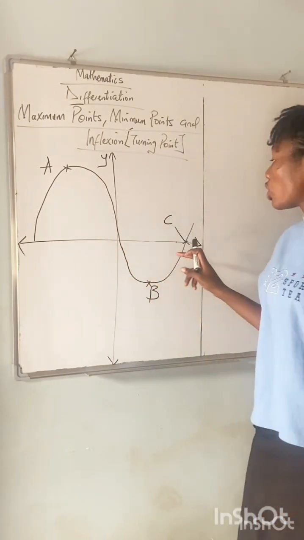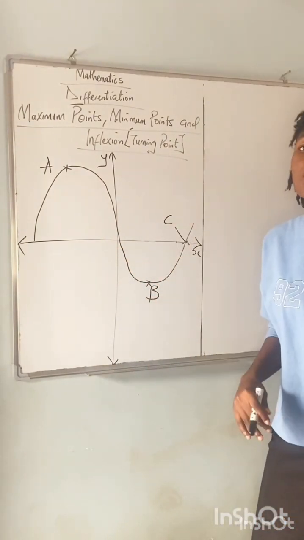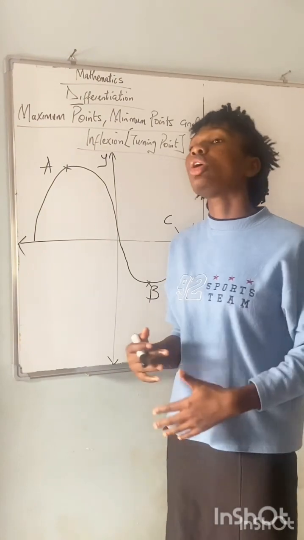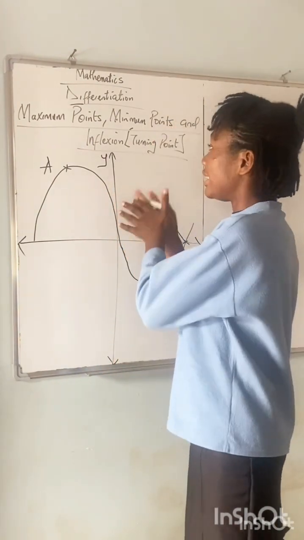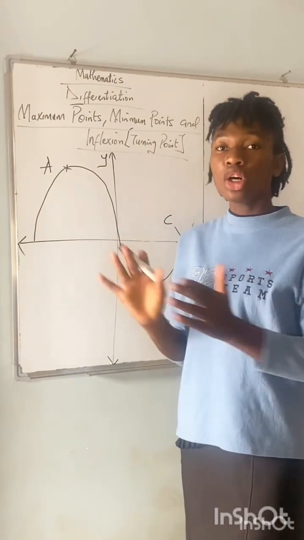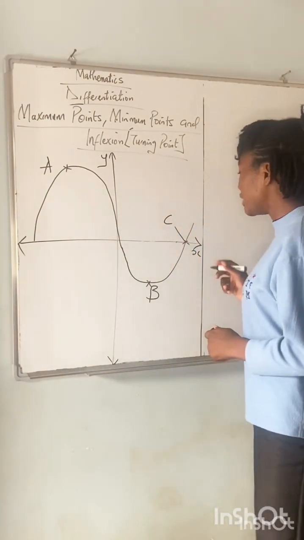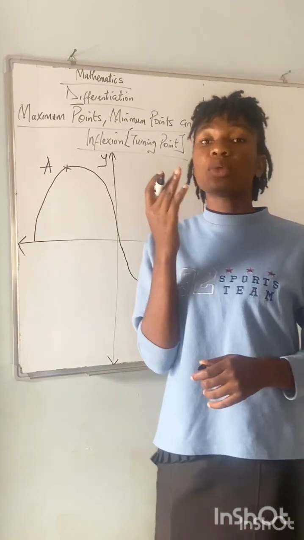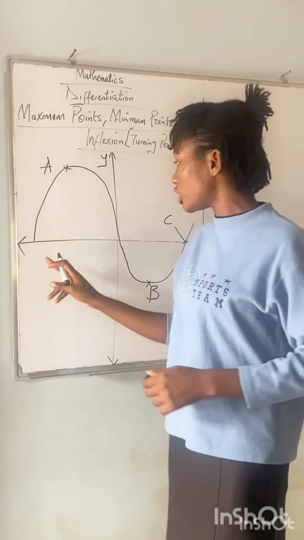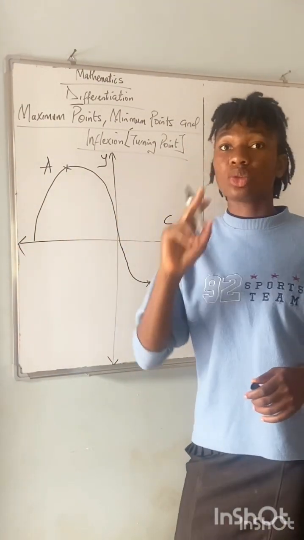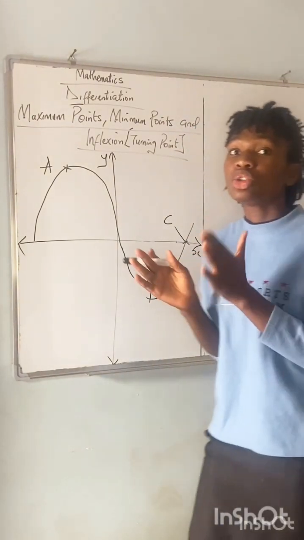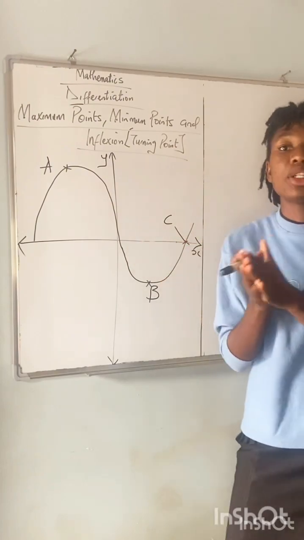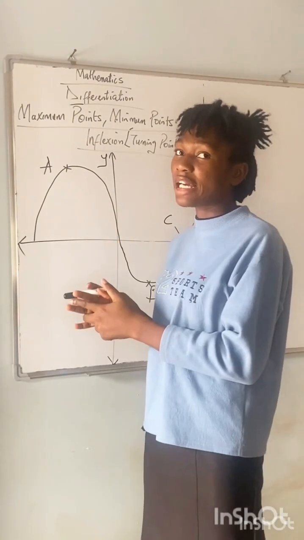At this point we call this the inflection point, or the turning point, or the saturation point, or the critical point. But literally here I'll be calling it our turning point or inflection point. At this point we can say our equation is equal to zero because it's on the zero axis. Now we're going to see how we can solve using differentiation to get the value of our maximum point, minimum point, as well as our inflection point.